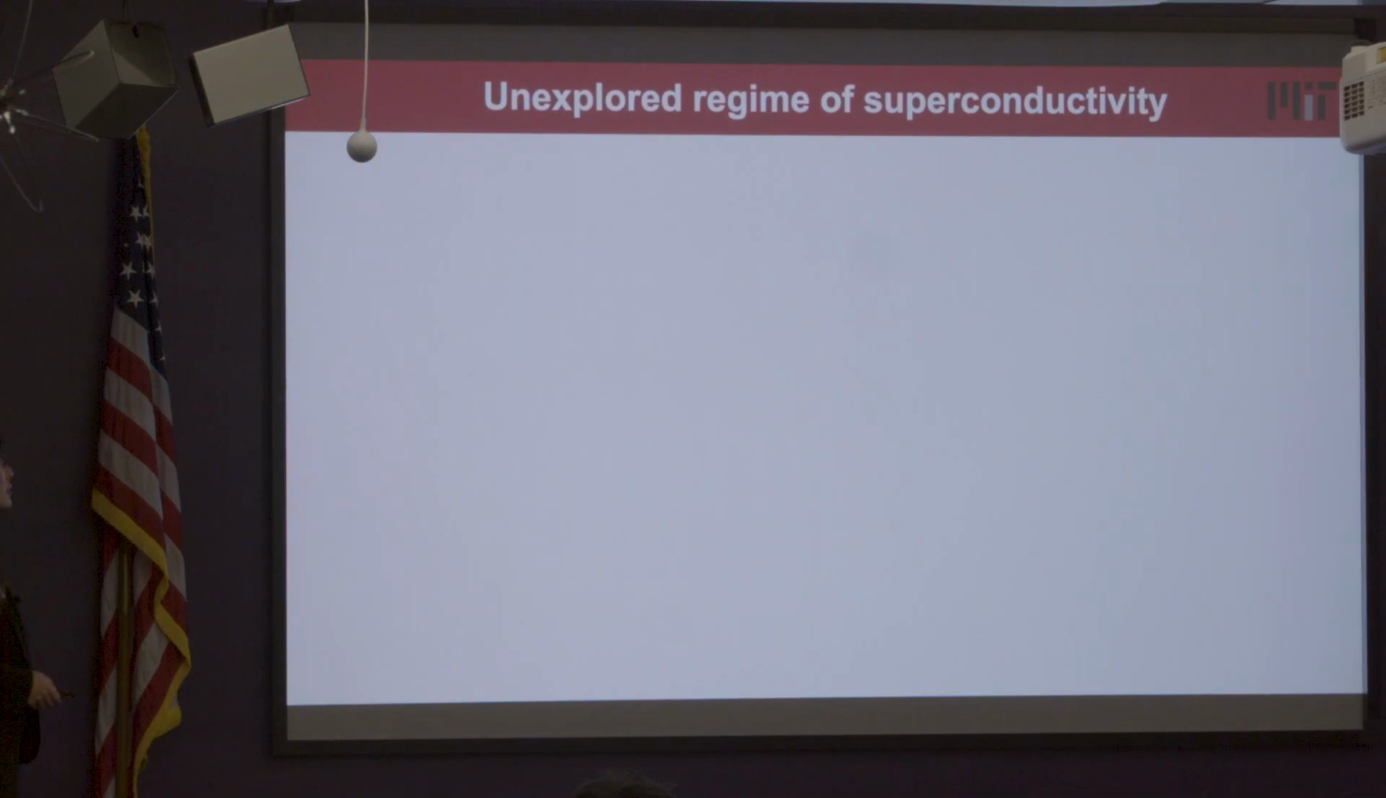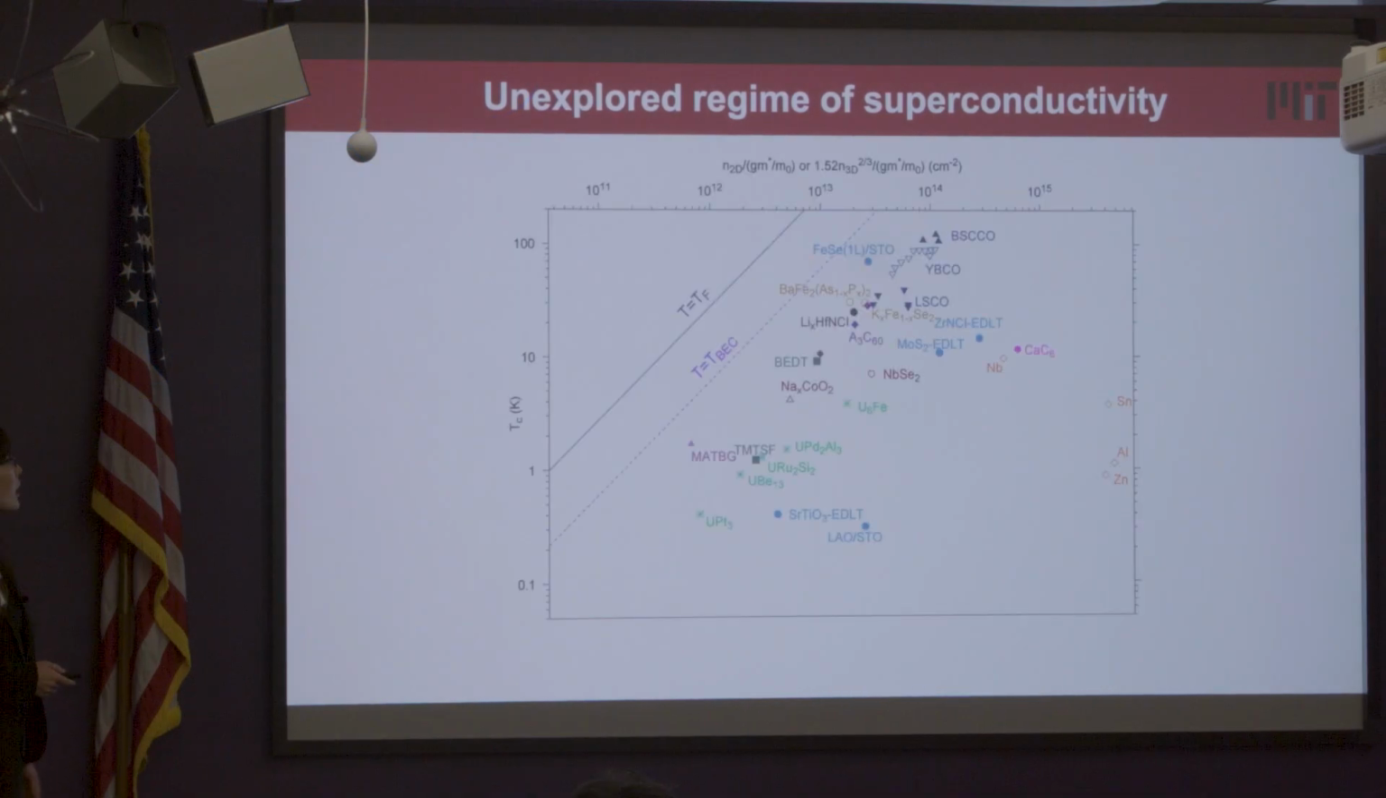Let me just get started with a little bit of motivation. So here's a map. It's one way of characterizing different superconductors. It's called the Uemura plot. There are different implications of this plot, but I'm not going to go into that implication today.